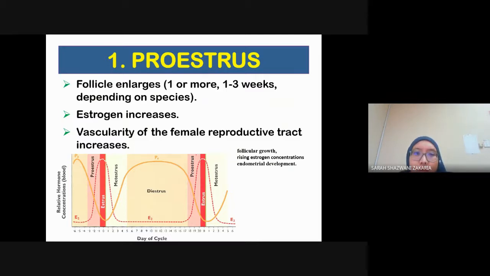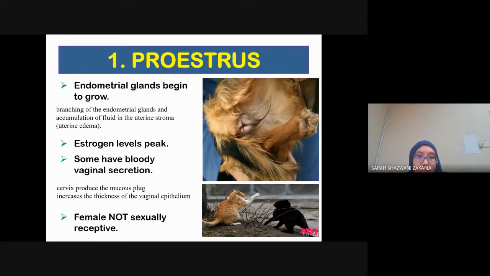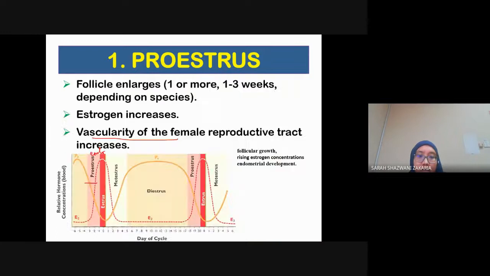Follicle enlarges, 1 or more, 1 to 3 weeks depending on species, estrogen rises, vascularity of the female reproductive tract increases. So this is about the endometrium. Okay. So here there is also follicle development, and the endometrium thickens. Okay. So vascularity of the female reproductive tract increases. The endometrial glands begin to grow. Okay. Estrogen at peak level. Some have a bloody vagina. So this is the menses.